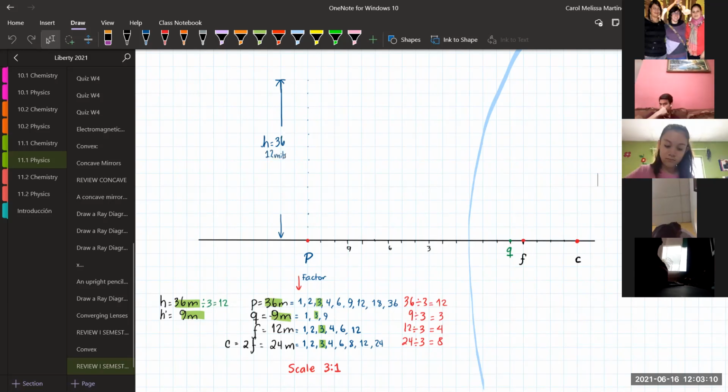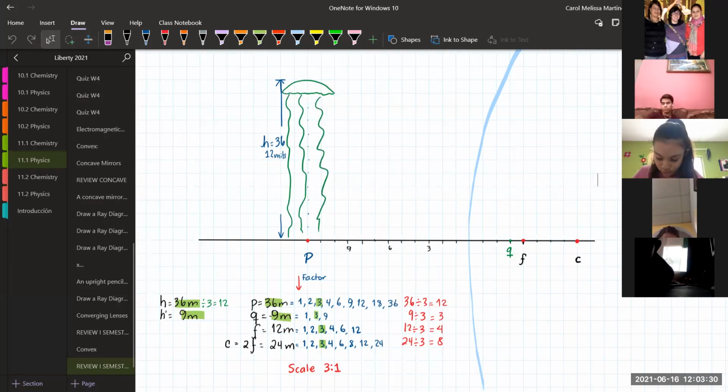36 meters or 12 units. And I will draw it. I will draw my jellyfish. Okay, that's my object. Now remember what we do.